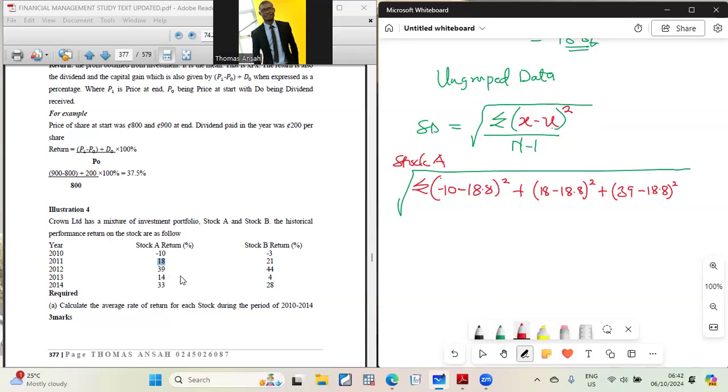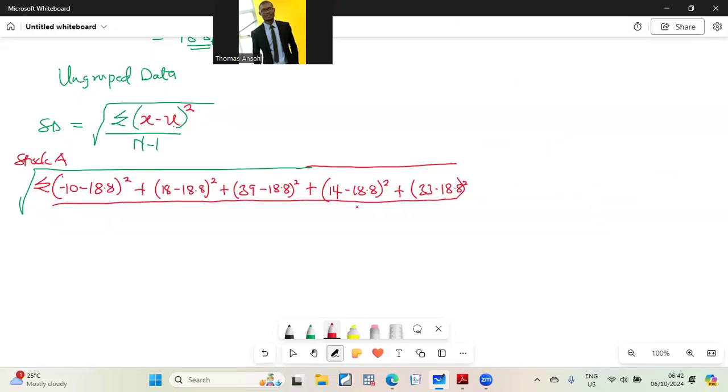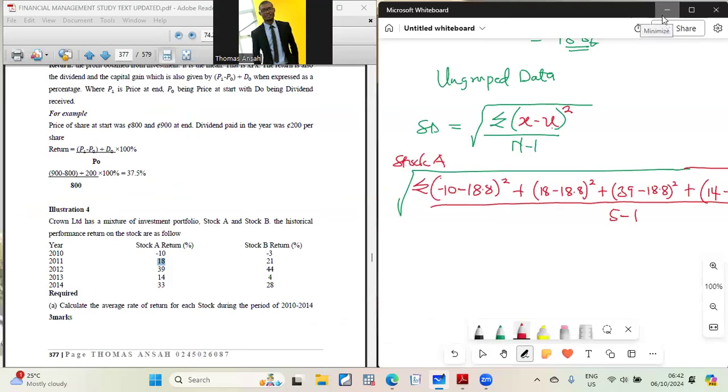So I'm left with 14 and 33, right? So plus, we have to elongate this into bracket 14 minus 18.8 square. All right. Plus the last one. What was it? 33. All right. So 33 minus 18.8 square. So that is that. Okay. It's an ungrouped data, like I said. So it will be n minus 1, which is 5 minus 1. N is the number of the data. So 2010 to 2014 was 5 years. So that is what we do.